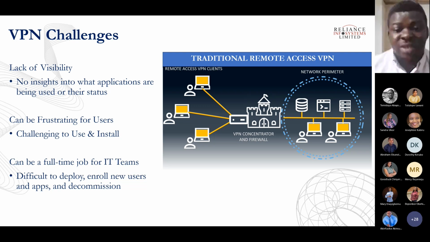It can be frustrating for users at times when connecting to their office resources. It is also difficult to deploy or enroll new users. Sometimes you forget the password and you have to reach out to the administrator to create a new password and change it. So it's a lot of tasks for whoever is managing the VPN as well.